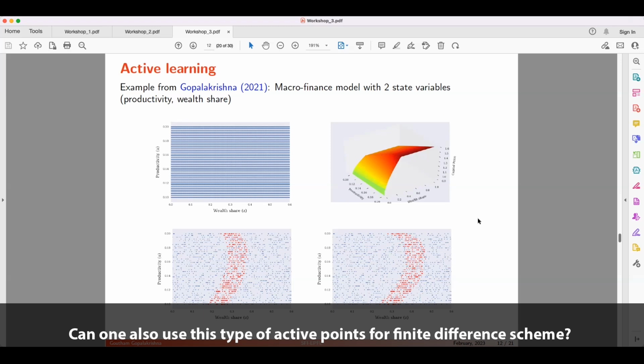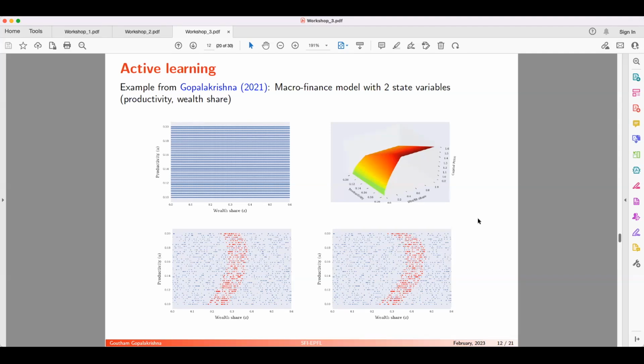In finite difference, you could. But I think the problem is when there are disparate regions, the approximation of the derivative will not be accurate. If one of the active regions is here and the other is here, and you don't have enough points here, but you have lots of points here and lots of points here, and you take finite difference, the approximation error is going to be very large for the derivative. Whereas here you use automatic differentiation, and that reduces the approximation error.